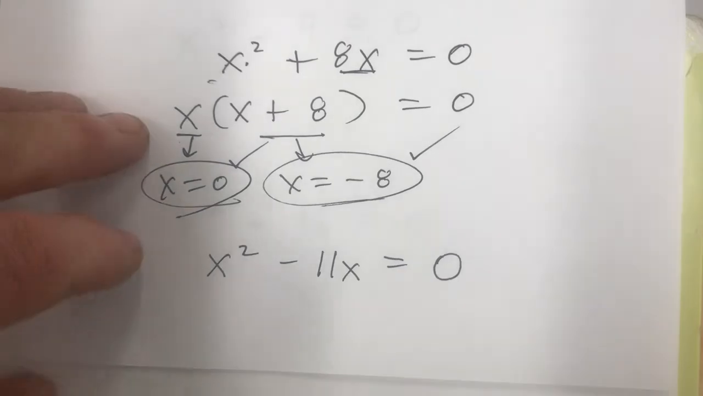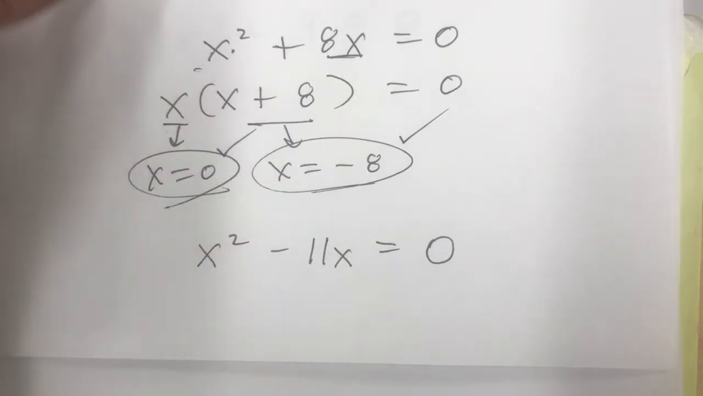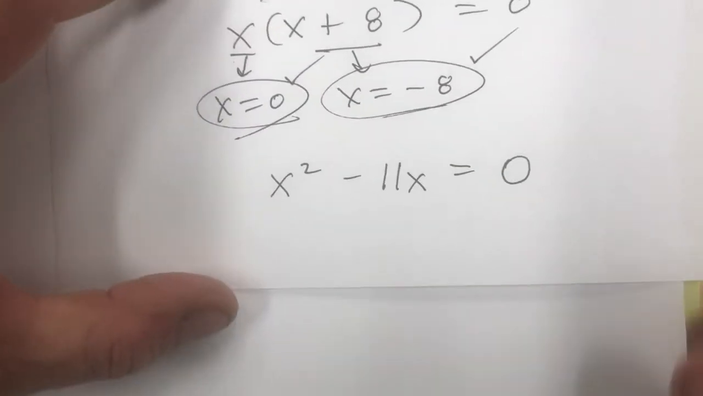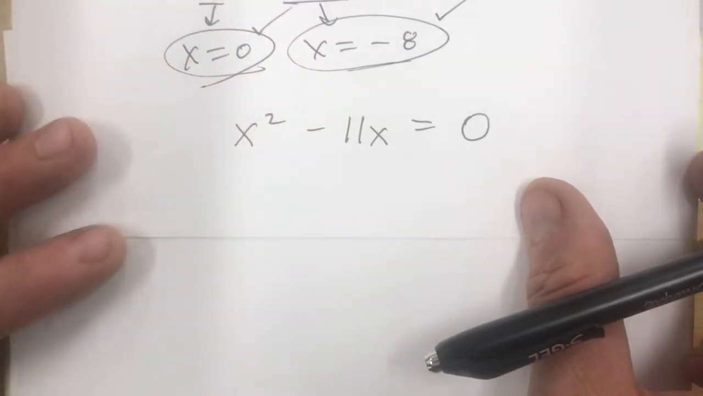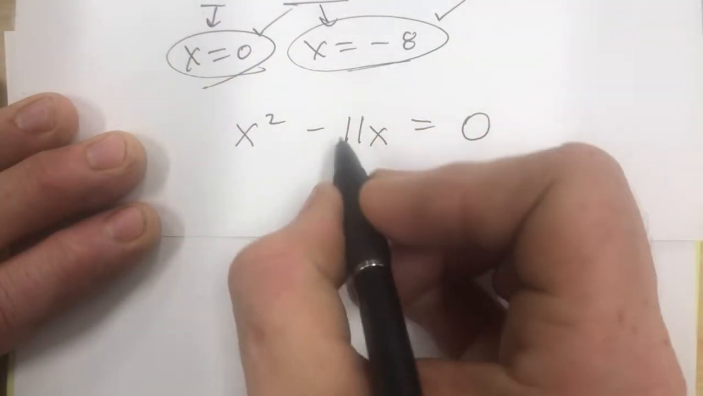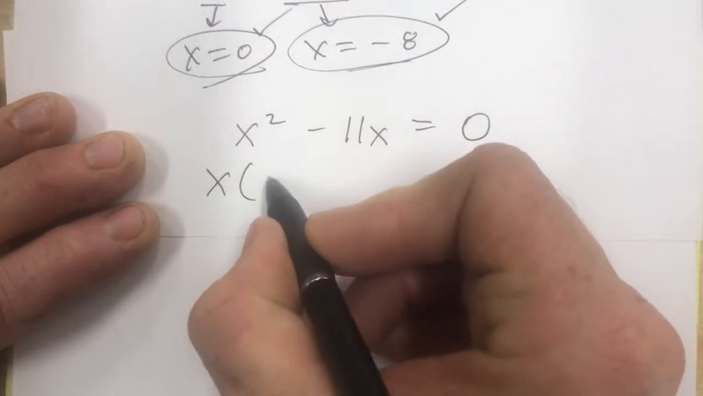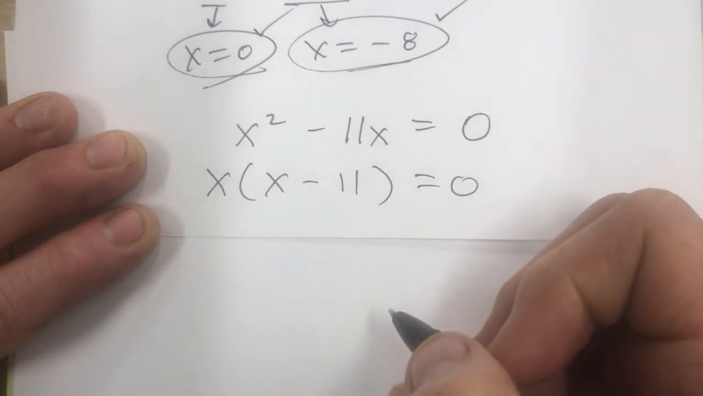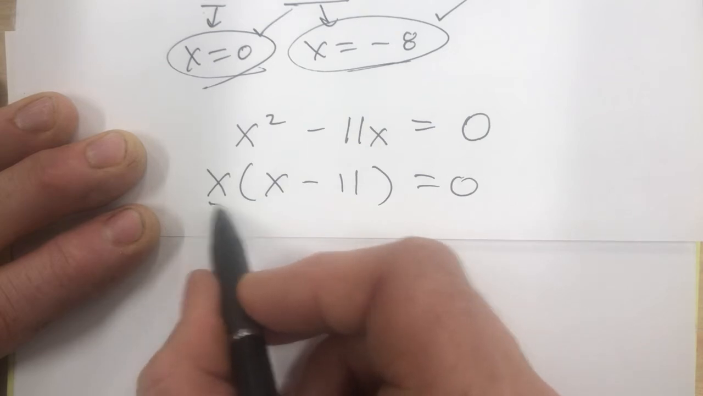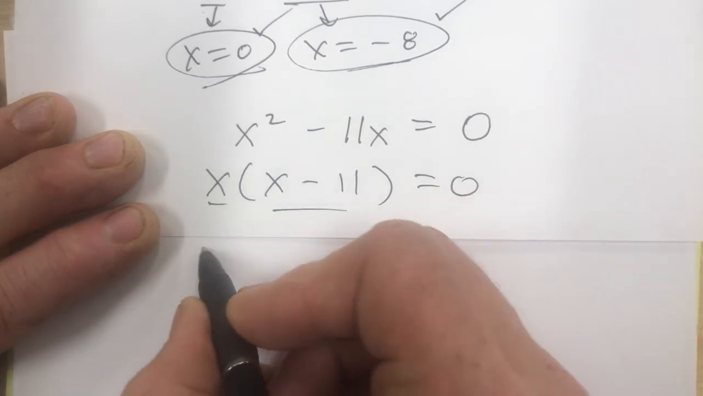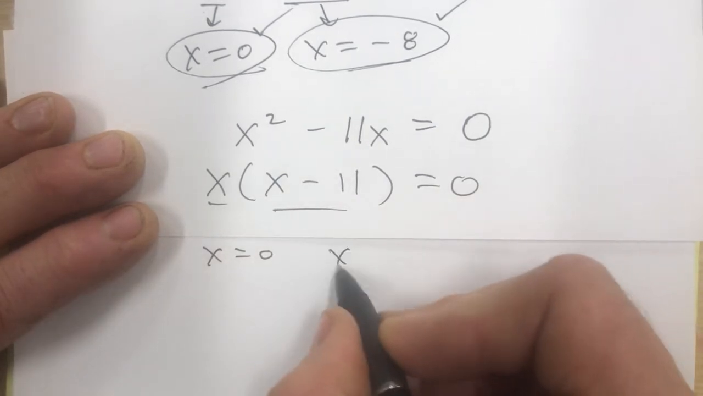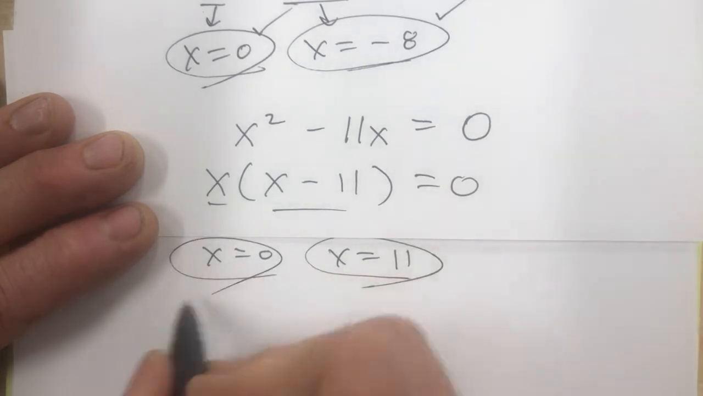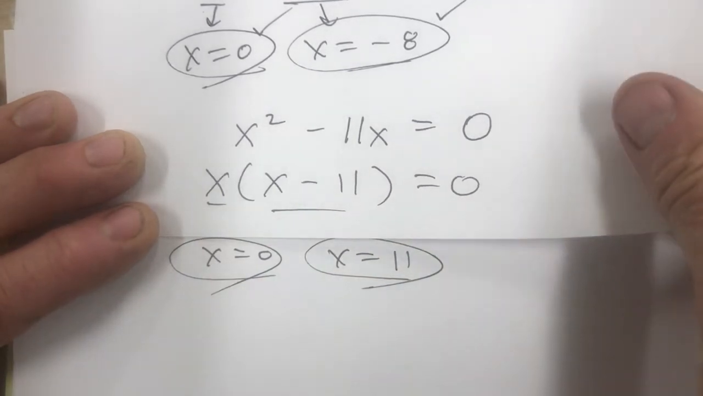Okay? Now, on this one here, x squared minus 11x equals 0. All right, they both have an x, so I can factor an x out, which leaves me this right here. Okay? And now one of these two factors has to be 0. So right here, x would be 0, and right there, x would be 11. And there's my two solutions. Okay?